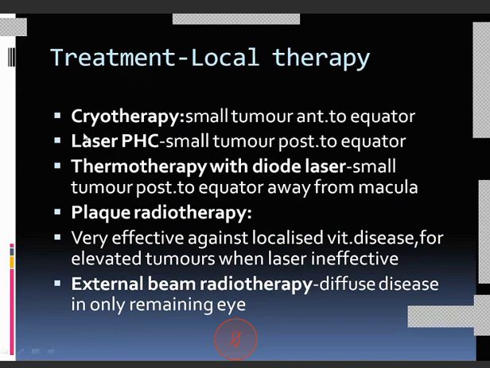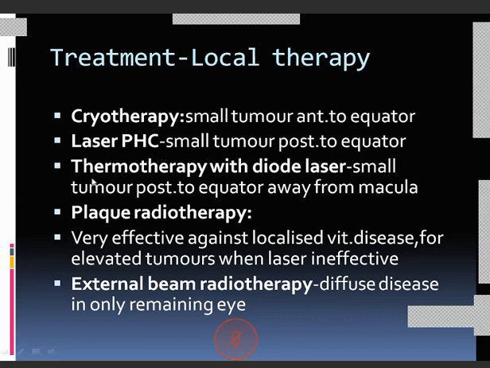Local therapy is done with cryotherapy. Cryo means ice application, so with the ice application we can destroy the tumor. That is cryotherapy for small tumors which are anterior to the equator. For small tumors which are posterior to the equator, we can give laser photocoagulation.